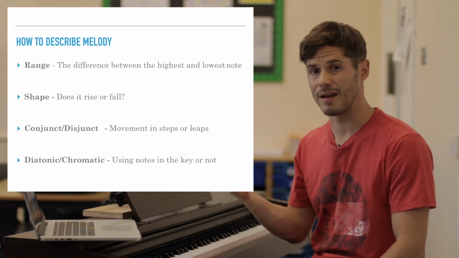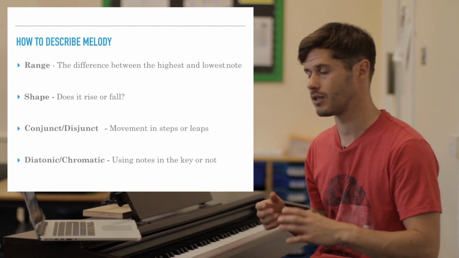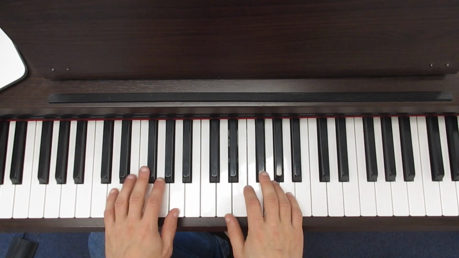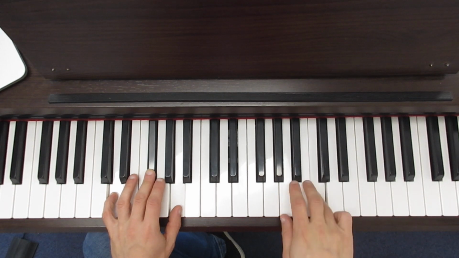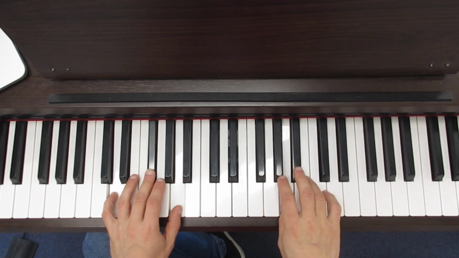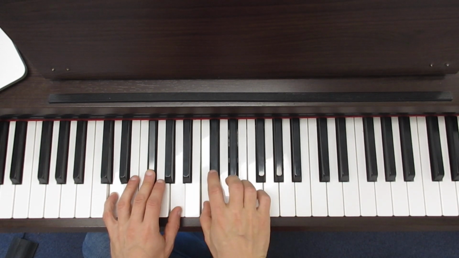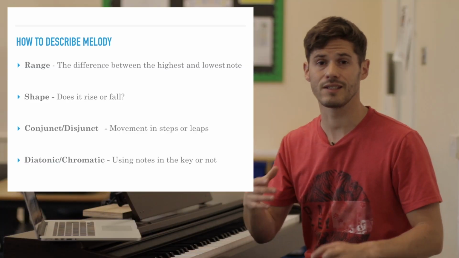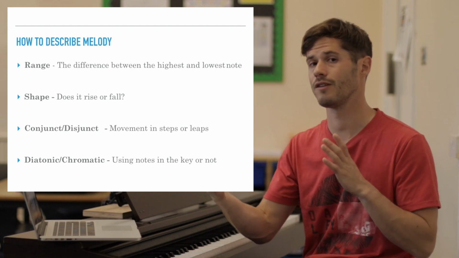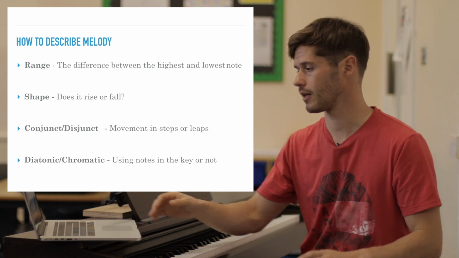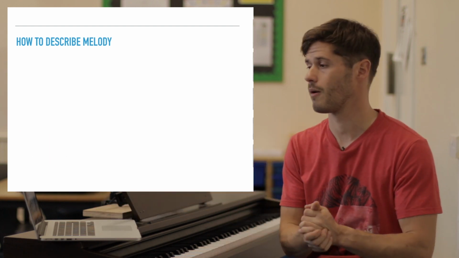A chromatic melody, something with chromatic notes, would have notes that don't belong to that scale. So we might have this. You hear that, it's chromatic, because we're borrowing notes from other keys. So that's the difference between diatonic and chromatic. What else? There are some more things with melody, lots of things to talk about.